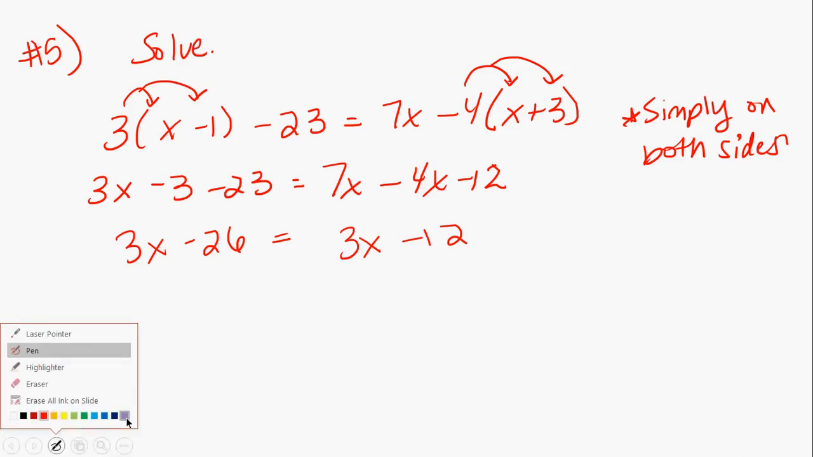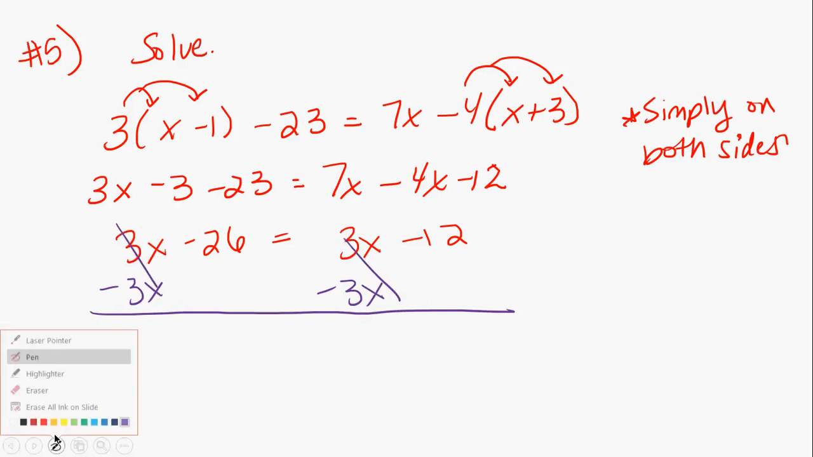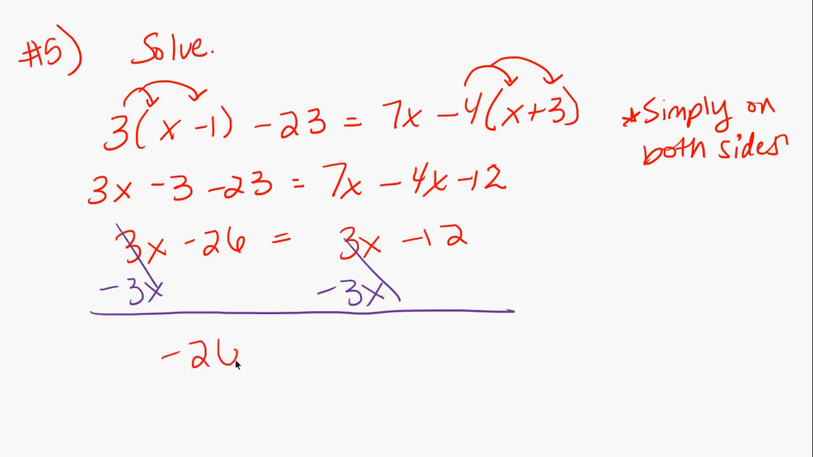So now get our x's on the same side. We subtract 3x here, subtract 3x here. Look what happens. Those cancel. We end up with negative 26 equals negative 12. Now, of course, we know those are not the same thing. So our answer would be no solution.